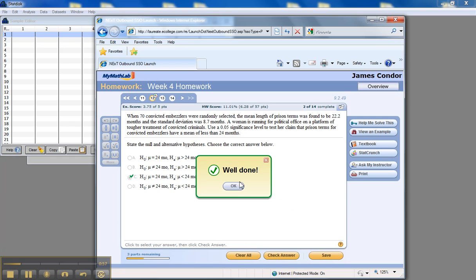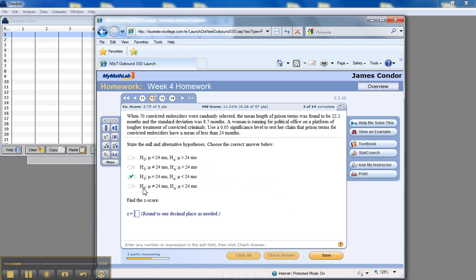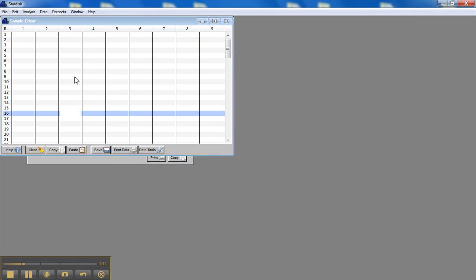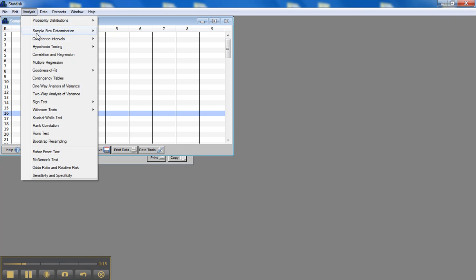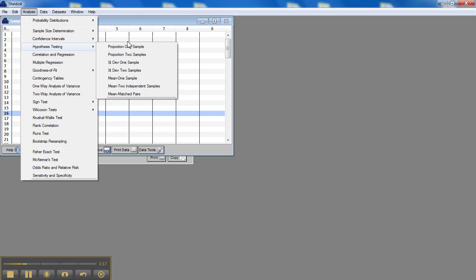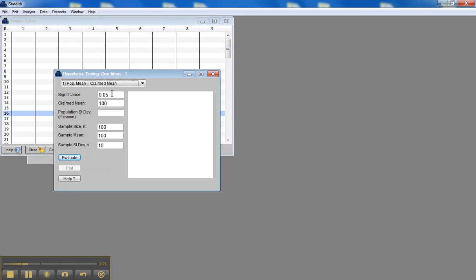Great. And we can move on to the next part, find the z-score. So we need to come up with the z-value. Now if you use Statdisk, it will compute it for you. I'm just going to try to quickly run through that analysis. Hypothesis testing, mean one sample, and then we plug in our values.